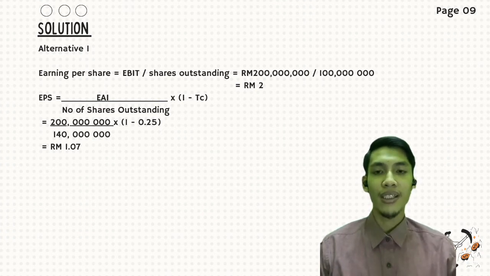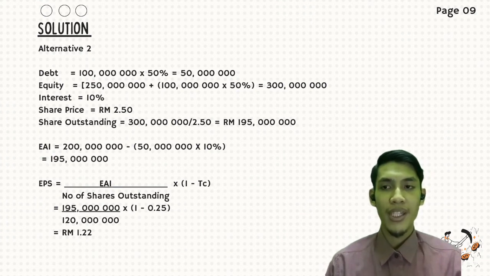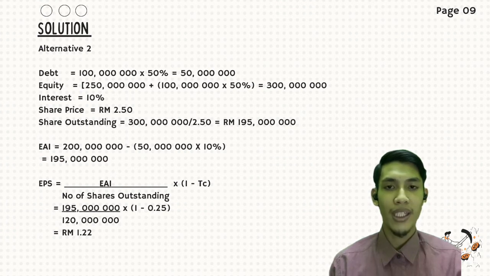Alternative 2, the debt of 100 million times 50%, so we get 50 million. So the solution for alternative 2, 50% debt and 50% equity. First of all, debt 100 million, we times 50% and we will get 50 million. To get the answer, the EAI 200 million, we minus 50 million of debt times 10% of interest rate. And finally, we'll get 195 million.